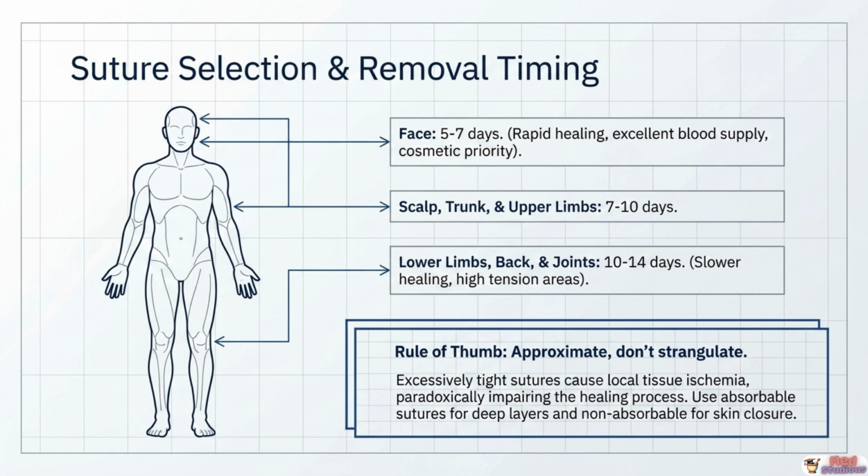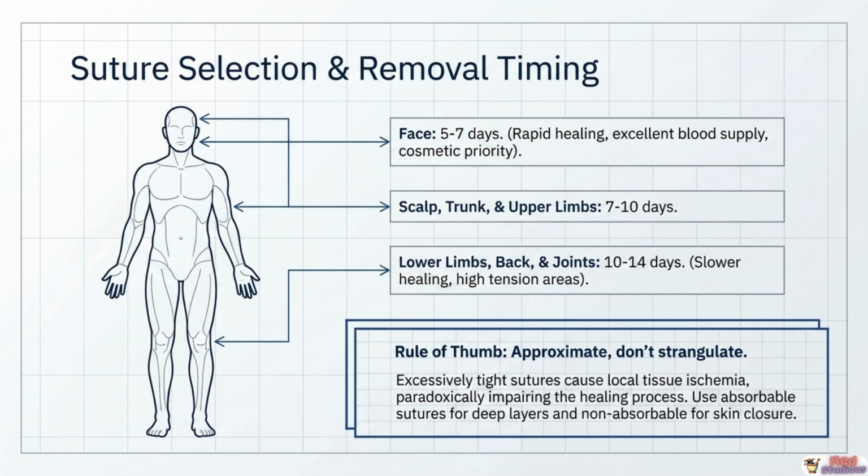Excessively tight sutures create local tissue ischemia by compressing the microvasculature, paradoxically impairing the very healing process they are meant to support. This causes the characteristic suture track marks and increases the risk of wound infection and dehiscence. For material selection, absorbable sutures, such as polyglycolic acid or polyglactin, are used for deep tissue layers, including fascia, muscle, and subcutaneous tissue, where they provide temporary tensile support while the wound develops its own strength, then dissolve.